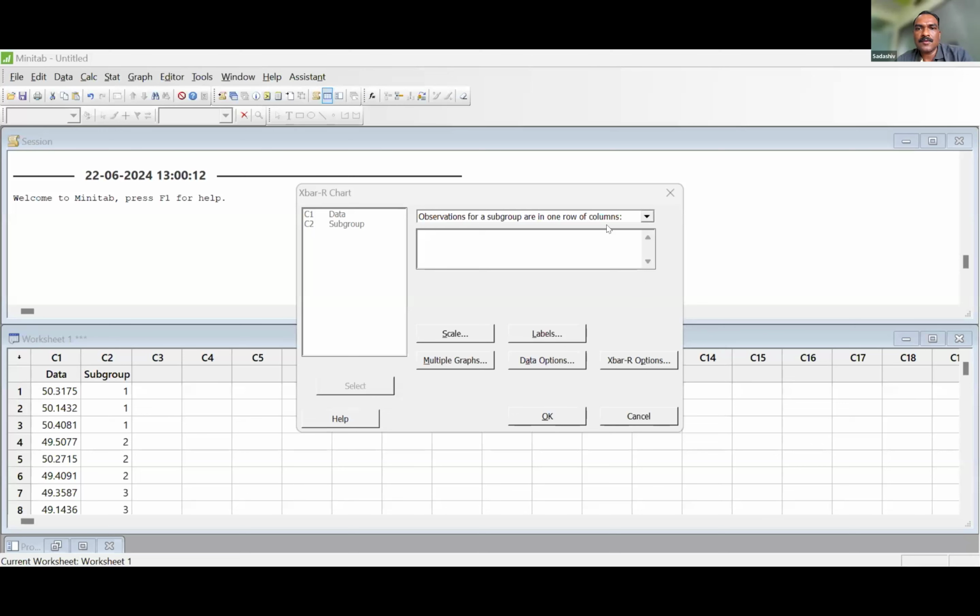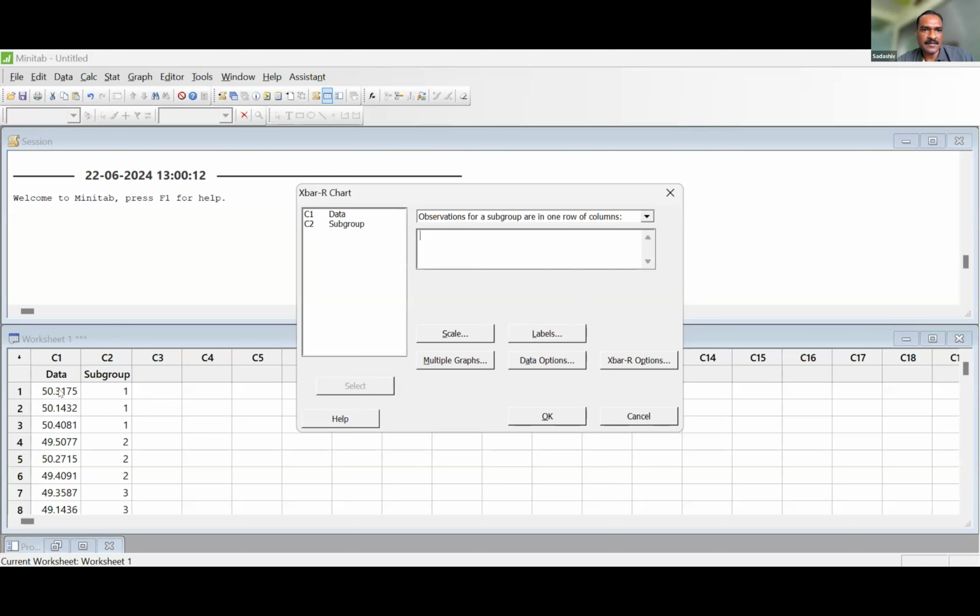Sir, I need just one piece of guidance here. I'm just trying to map an X bar R chart. Please share your screen. Okay, you have some data, very good. Observations are placed in just one column only, correct? And click in that white color box. Yes. Now you select your data.